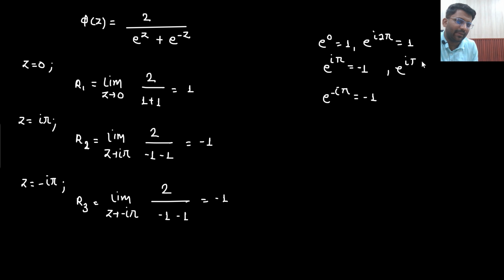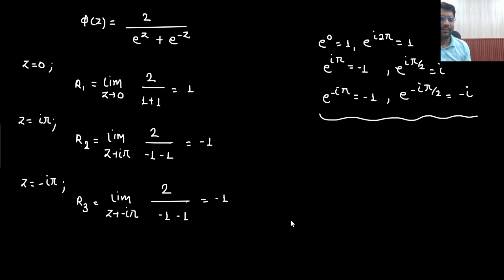What is e to the power iota pi by 2? So that is equals to iota. And what is e to the power minus iota pi by 2? So that is equals to minus iota. All these things I hope you remember, right? So yeah, this is what we are supposed to find out.